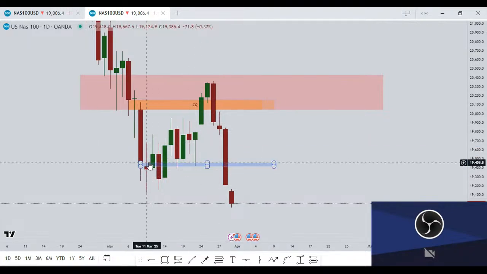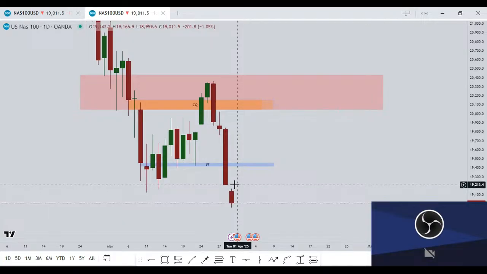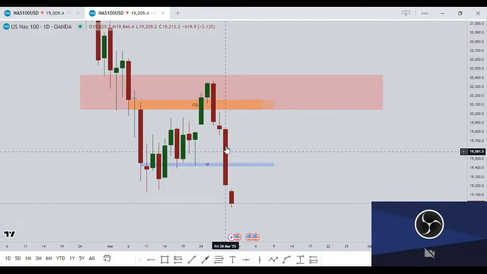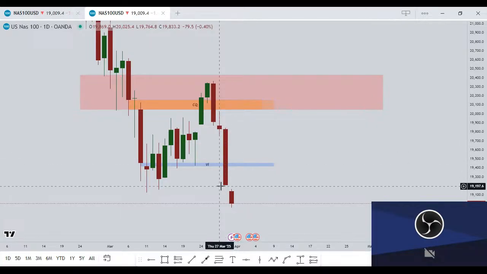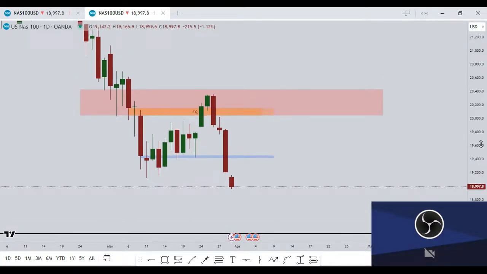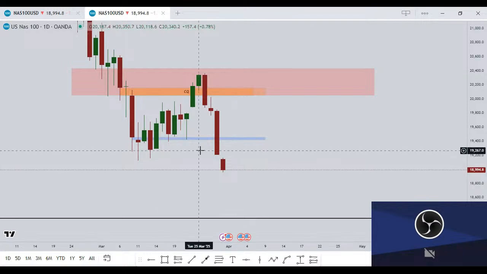But now we have another CQ. Perhaps we can see the market filling this gap and perhaps tapping into this, like midway around the CQ, the 50% mean threshold of this large sell side imbalance. That is daily, still bullish, and you can see where we are expecting the market to come towards this weekly draw on liquidity.